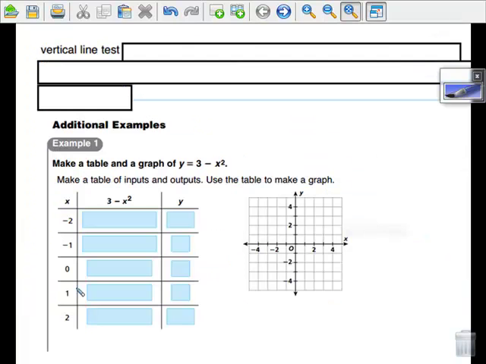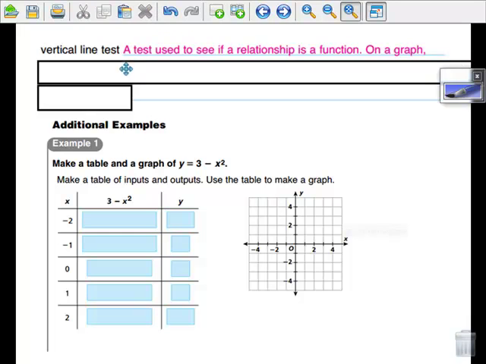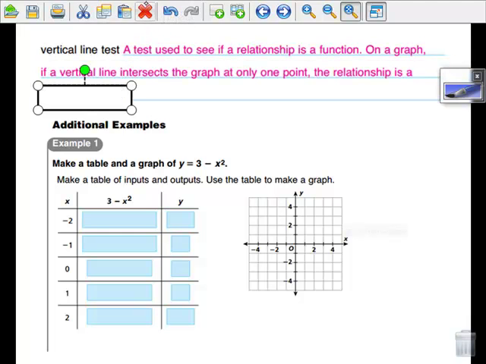All right, let's go ahead and look at a table. Oh, you know what? We have one more vocabulary term, and that is the vertical line test. This is a test that you can use to determine whether or not you actually have a function by looking at the graph. It's a test used to see if a relationship is a function. On a graph, if a vertical line, remember vertical is up and down, intersects the graph at only one point, the relationship is a function. And we'll perform the vertical line test on this relation down here to see if it's a function.